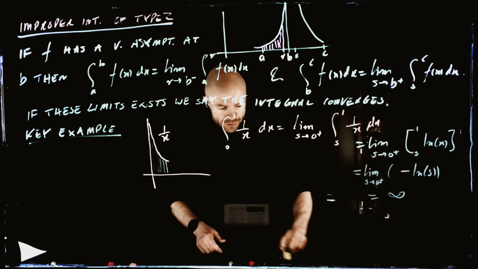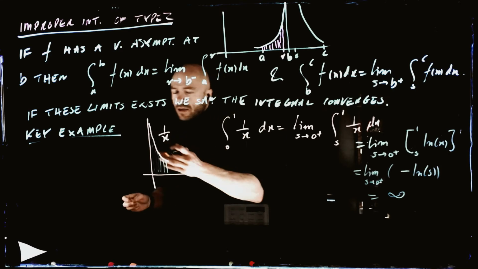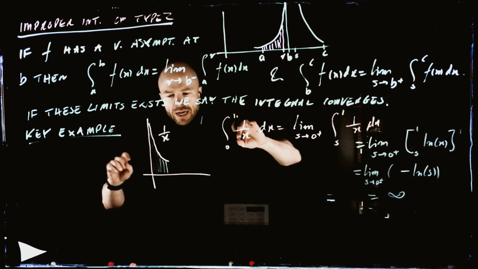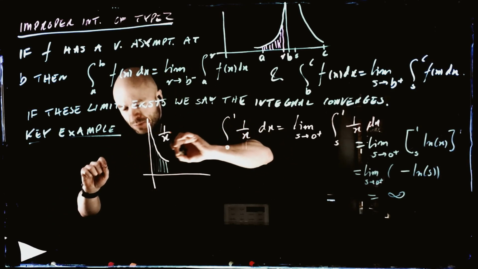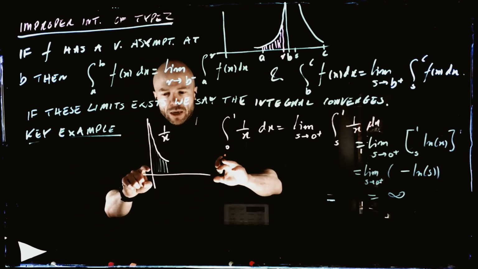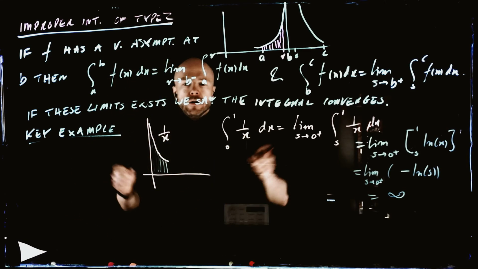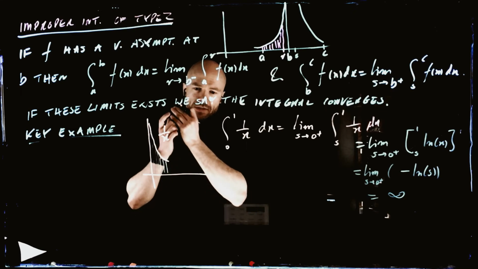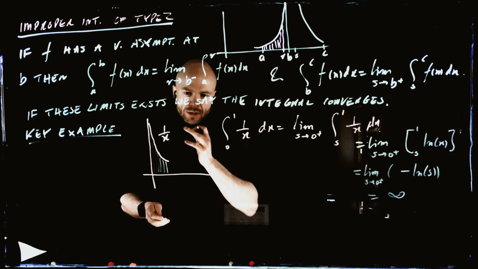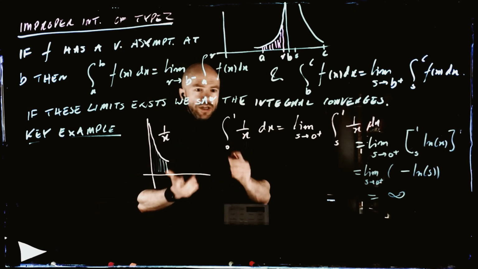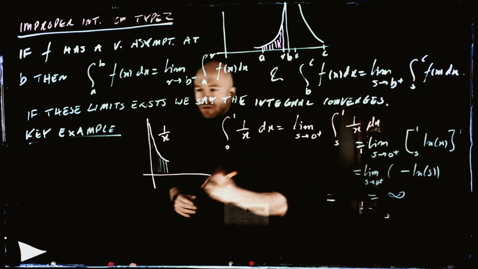We do not have this thing blowing up slowly enough. This is blowing up so fast as we go towards 0 that the area underneath the graph is infinite. Okay, so now we just change this slightly and see what will happen.